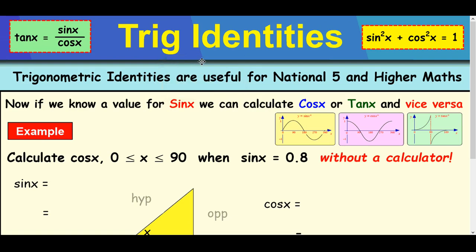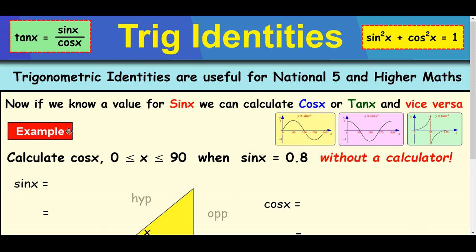In this lesson, we're going to look at calculating sine, cos and tan without a calculator. Now there needs to be some sort of starting point, so we're going to give you what sine x is as a fraction or a decimal, and then ask you to work out cos and tan from that. Now this technique is really useful, particularly at higher maths where it's expected you know this already. So let's have a look at it.